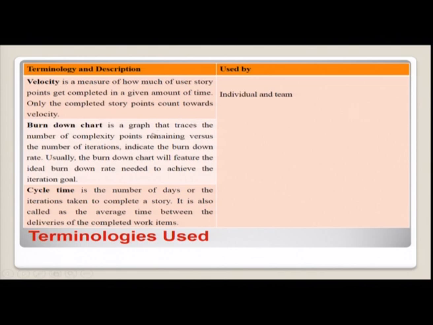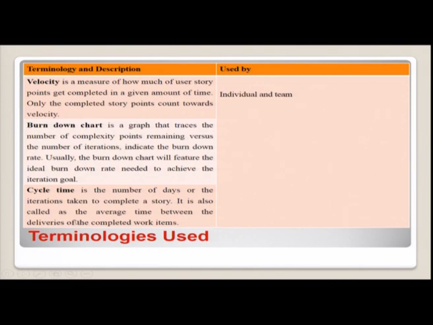Then about the burn down chart. A burn down chart is a graph that traces the number of complexity points remaining versus the number of iterations. It indicates the burn down rate. Usually the burn down chart will feature the ideal burn down rate needed to achieve the iteration goal. Whatever you have completed will be listed.